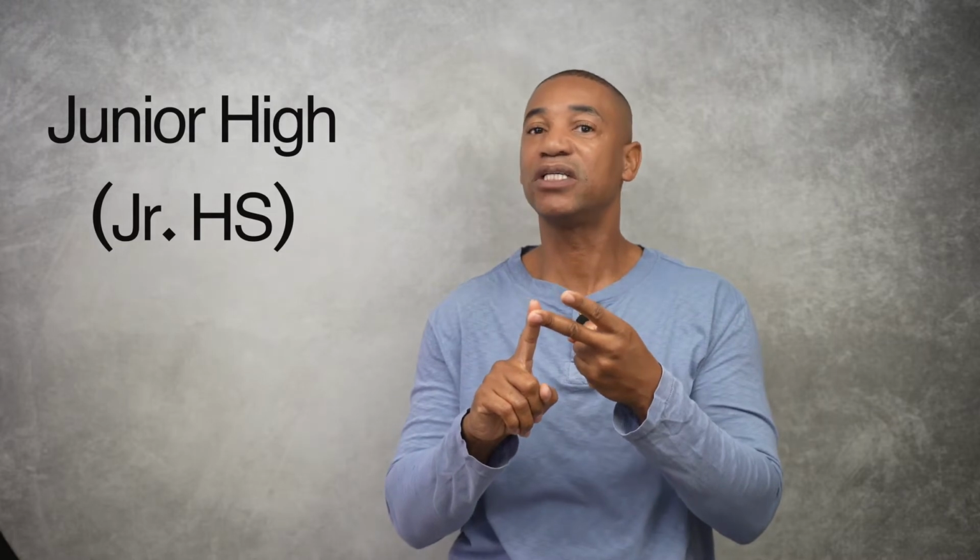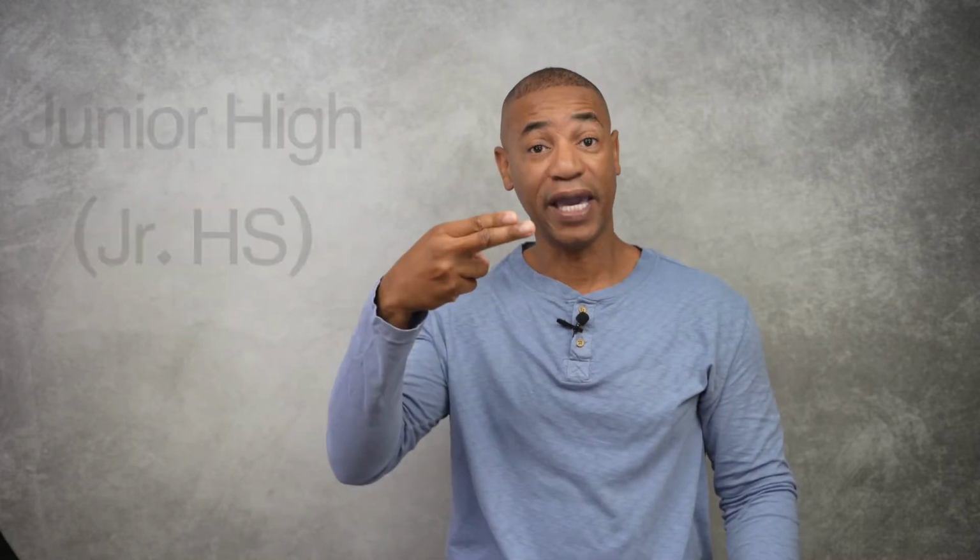The second way of signing it, junior high, is you actually spell out JRHS. That's junior high school. For the sign high school, you just simply spell out HS, high school.